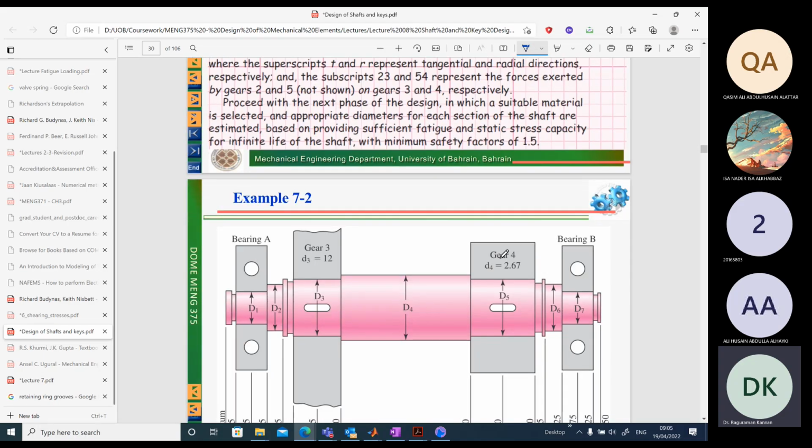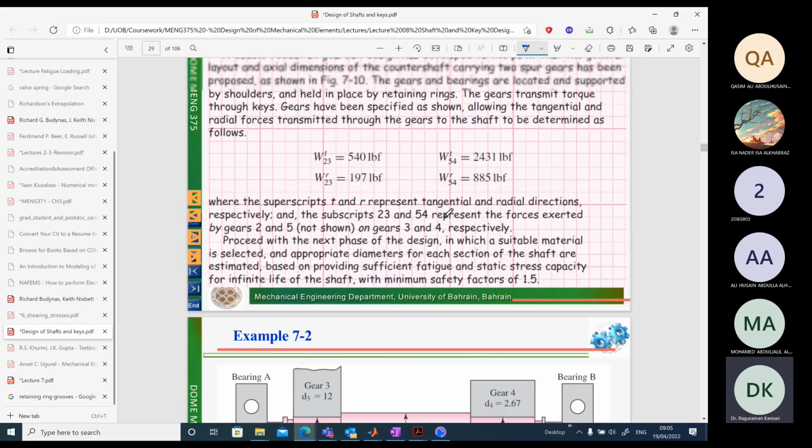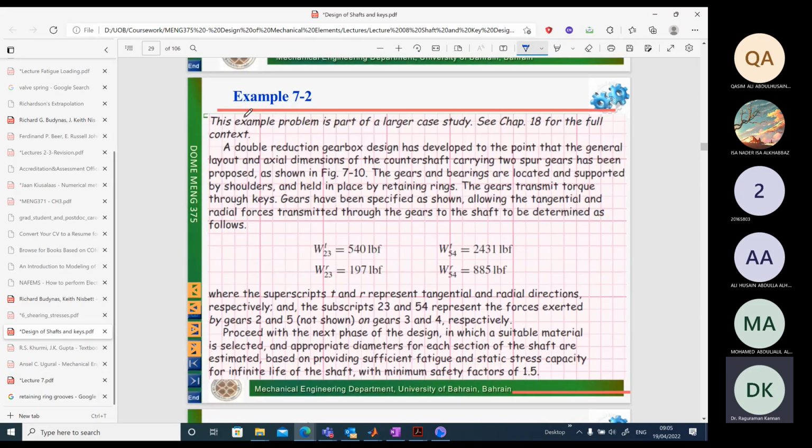Through gears 3 and 4, torque is transmitted, and they will also lead to bending moment loads. So what kind of forces act between the gears? For example, gear 3 may be attached to gear 2, gear 4 may be attached to some other gear, and there will be transmission of loads between them. This example problem is a part of a larger case study. You can read chapter 18 if you want.